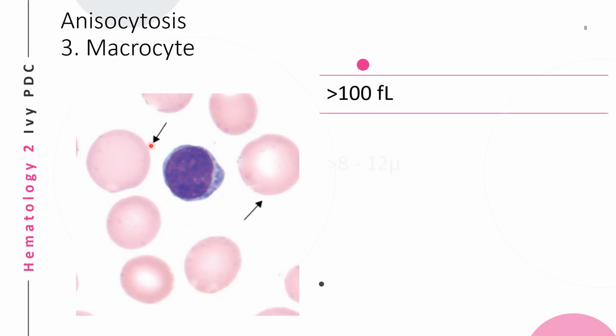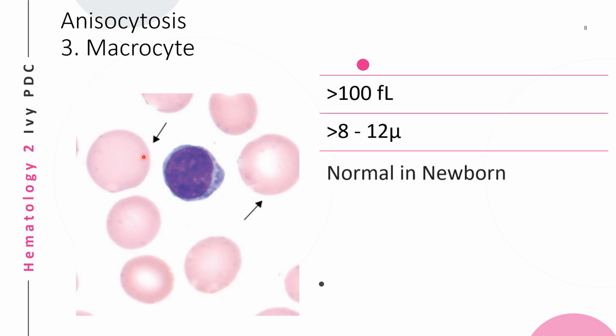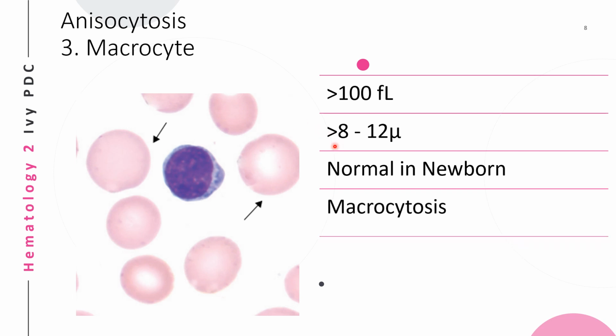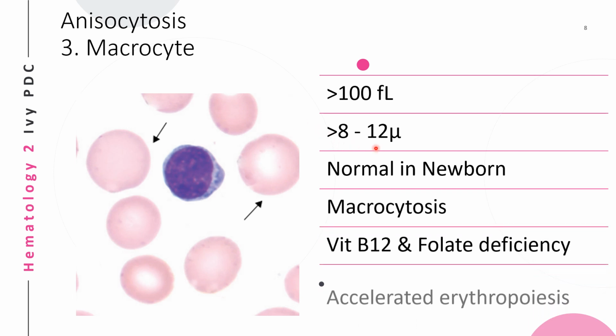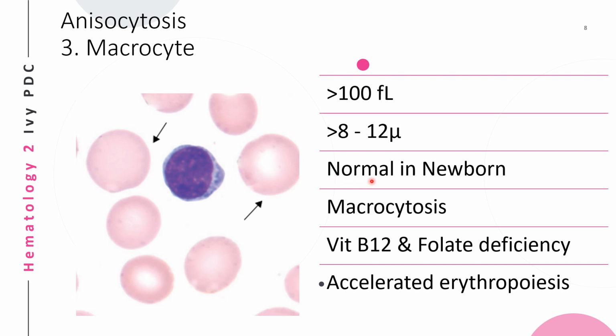The third cell is a macrocyte. A macrocyte is a big red blood cell with more than 100 femtoliters, measuring about more than 8 to 12 microns. Seeing macrocytes in newborns is normal. An increased number of macrocytes is termed as macrocytosis, and this is usually seen in conditions with vitamin B12 or folate deficiency, so these are the megaloblastic anemias, or in situations where there is accelerated erythropoiesis. So in this picture, as reference again, is the nucleus of a lymphocyte. These are macrocytes.